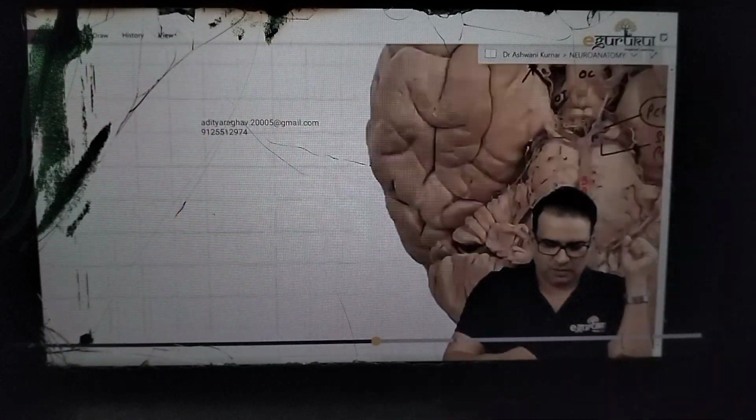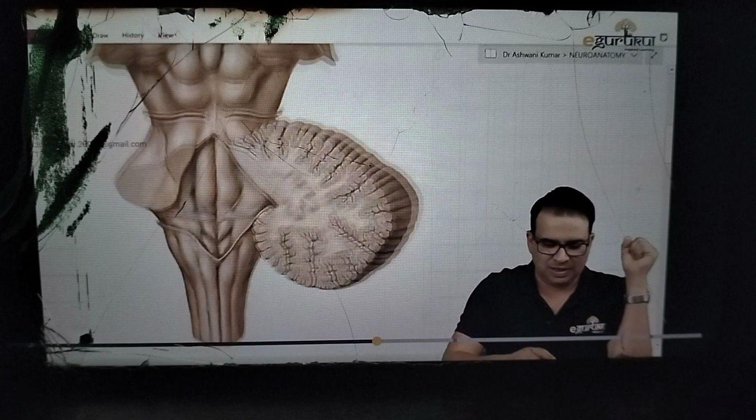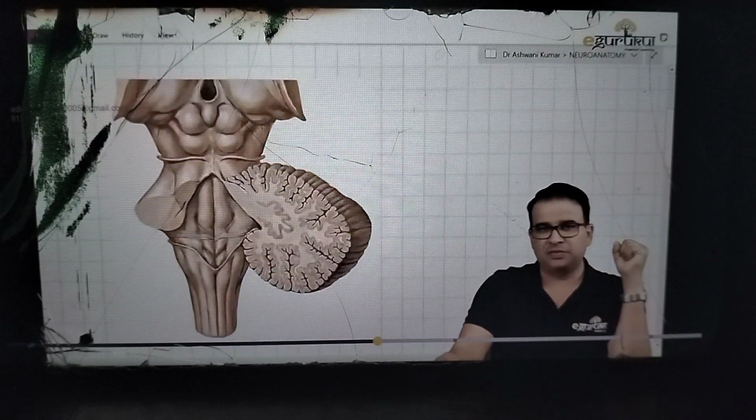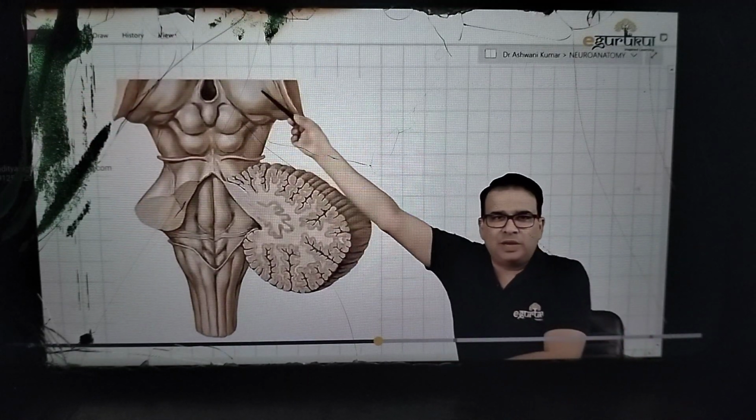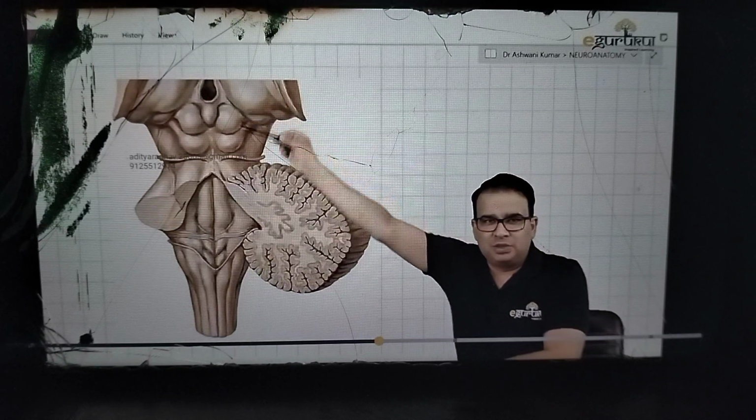So if I take you to the dorsal aspect of the brainstem, this is how it is going to look. Let's look at this low magnification first. Now this part here is the midbrain. Don't worry about that part. That is the thalamus. You can see a portion of thalamus extending backward here. So this is the midbrain part.